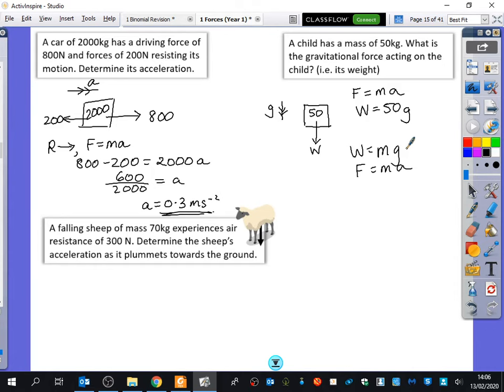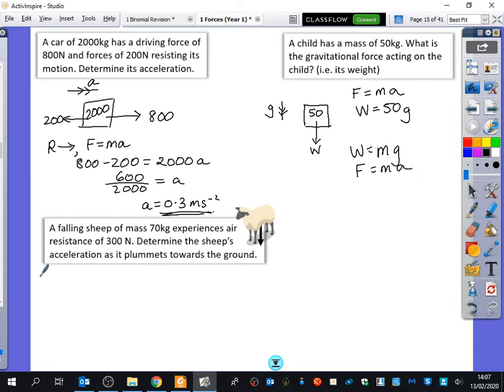Because normally things falling under gravity have acceleration of 9.8, don't they? Well, you'll see what will happen here. It's not to do with its mass, though. This is not going to have an acceleration downwards of 9.8. The only things that have an acceleration downwards of 9.8 are what we model as particles.